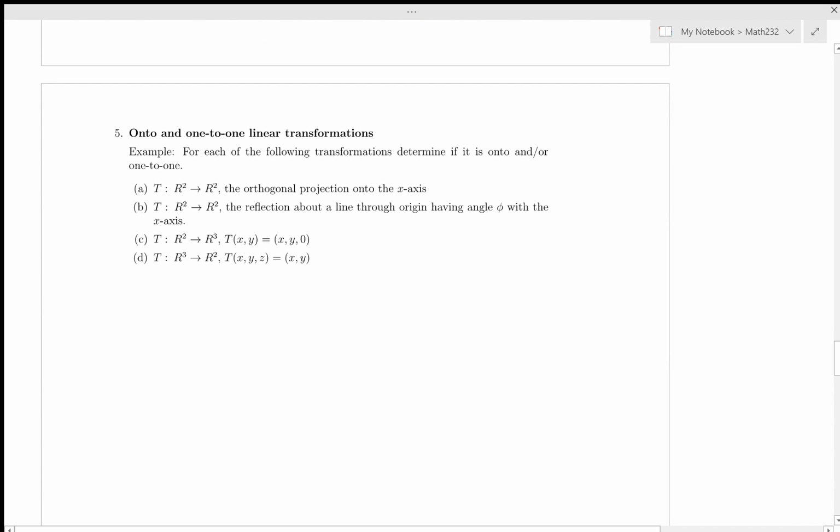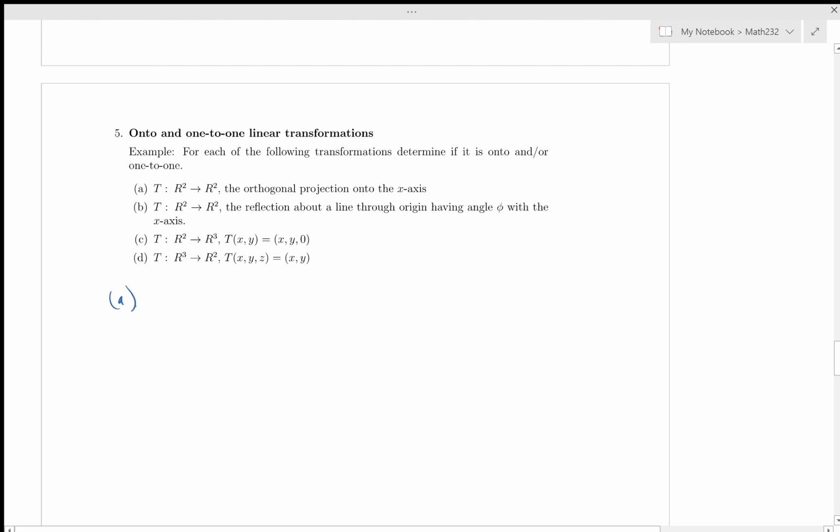Okay. All right. Let's take some examples and see if we can figure this out. We have four different transformations listed here. Let's see whether we can say if they are onto, one-to-one, or neither. So let's just go in order.